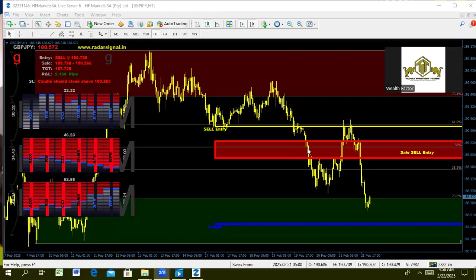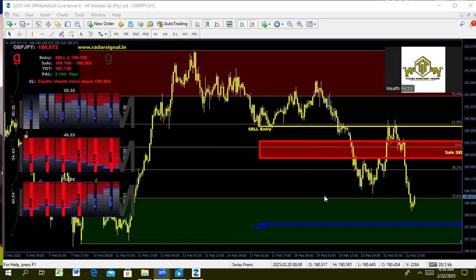You don't sell at any position at any time. You have to wait for the market to reach a certain price for you to sell. And then below you have TGT. TGT means target price. Automatically, the system will give you a target price, which is 187.738 in this analysis. The target price is this level down here. Your target is your take profit price. This is where you're going to take your profit.